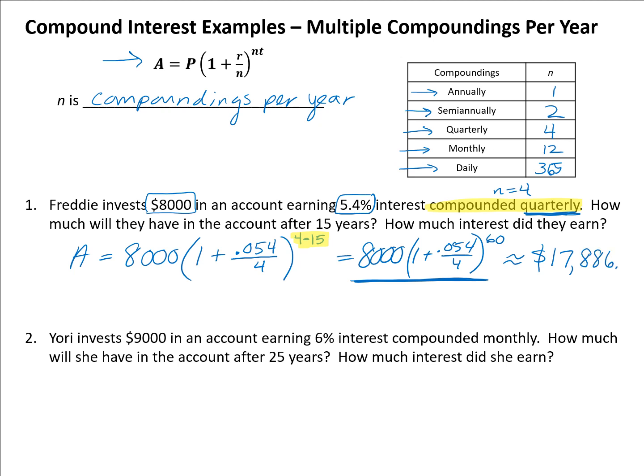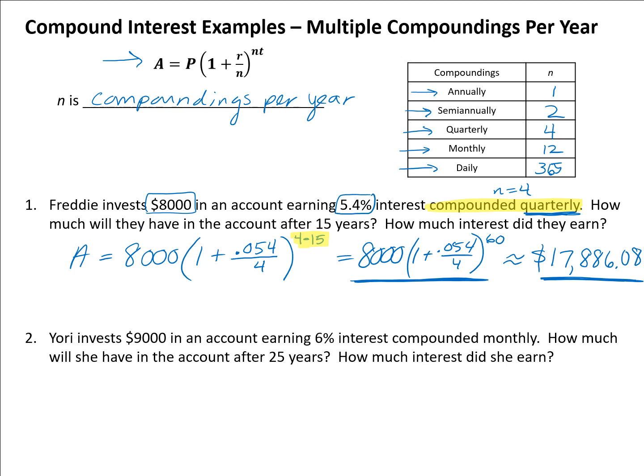$17,886, and I'm rounding here, 8 cents. We generally round dollar amounts to the nearest cent, which is 2 decimal places. So this is the amount I'm going to have after 15 years, $17,886 and 8 cents.